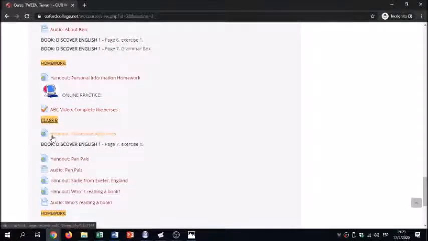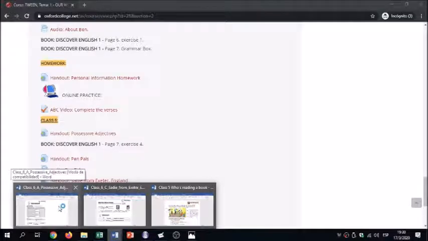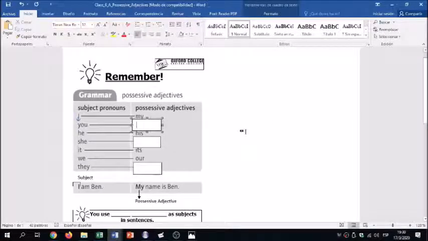So, the first handout that we are going to do is possessive adjectives. Okay, so what can you see in this handout? What is the name of it? What is the title of this? Very good, it says remember. Recuerden que los handouts que están titulados de esa manera, cuyo nombre es remember, al ser pegados en la carpeta no deben ser doblados. Okay, and what do we have here? We have a chart, tenemos un cuadro, with two columns. The first column says subject pronouns, and the second column says possessive adjectives.